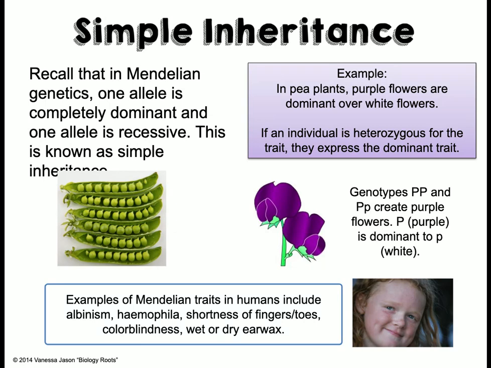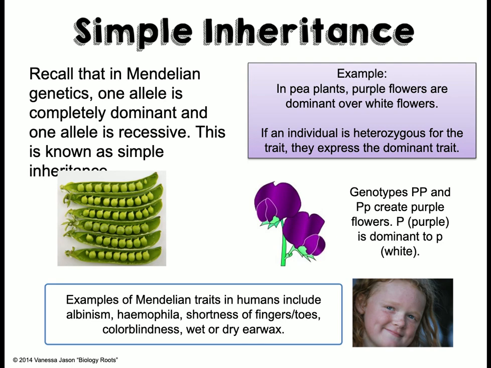Examples of Mendelian traits in humans, there are a lot of them, but most of them are not things that you can see. But a few that could be well known to you would be albinism, if you're albino. Hemophilia is where you bleed. If you cut, you don't really make a clotting factor and you can bleed very easily. Shortness of your fingers or toes, color blindness, wet or dry earwax. Most people have wet earwax unless you're of Asian descent. But those are examples of simple dominant and recessive.